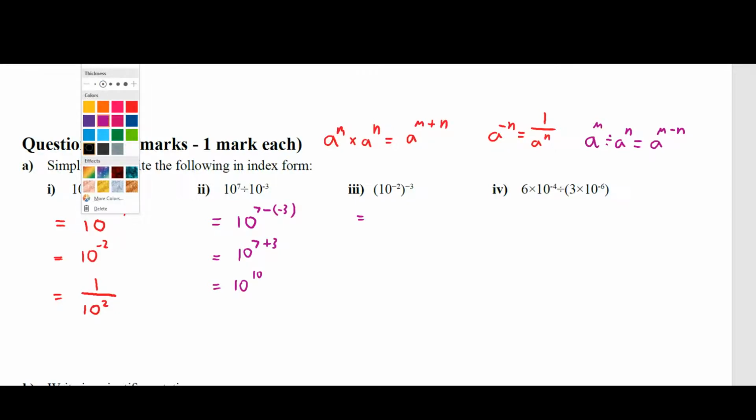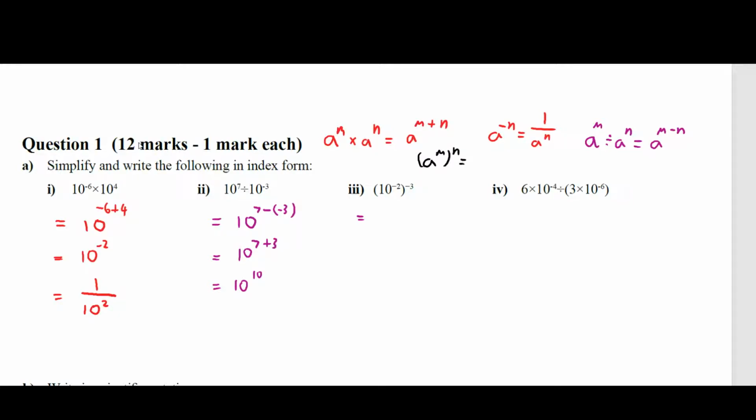Third one. We're going to be using this index law here: a to the m all to the power of n is a to the m times n. So we're going to have 10 to the power of negative 2 times negative 3, which is 10 to the power of negative 6.